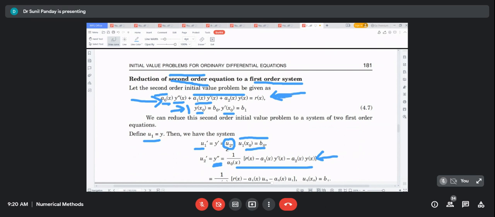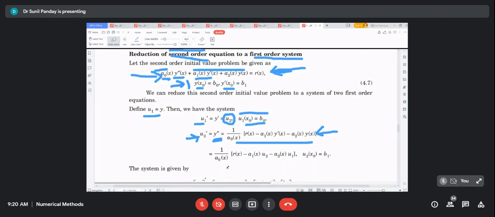And then since we have already assumed y dash equals u2, if we differentiate one more time, y double dash equals u2 dash. So u2 dash equals y double dash, and it equals this term. And if we simplify it, we can rewrite this also. But this is our second initial condition, y dash of x naught equals b1. But y dash we have assumed as u2, so u2 at x naught equals b1.